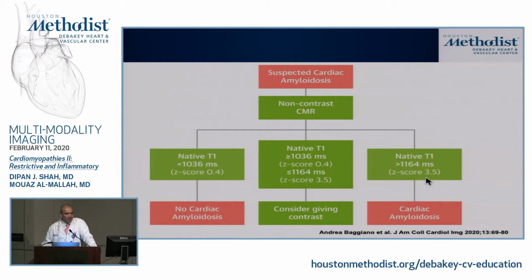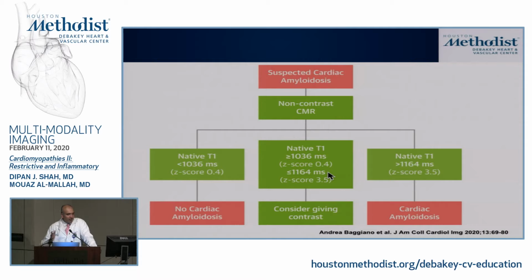And then native T1 times that were very high, and again, this is for a 1.5 Tesla scanner, greater than 1164, was almost always associated with the presence of cardiac amyloid infiltration. And then for those times in the middle, you'd obviously want to give gadolinium contrast to further refine your assessment.